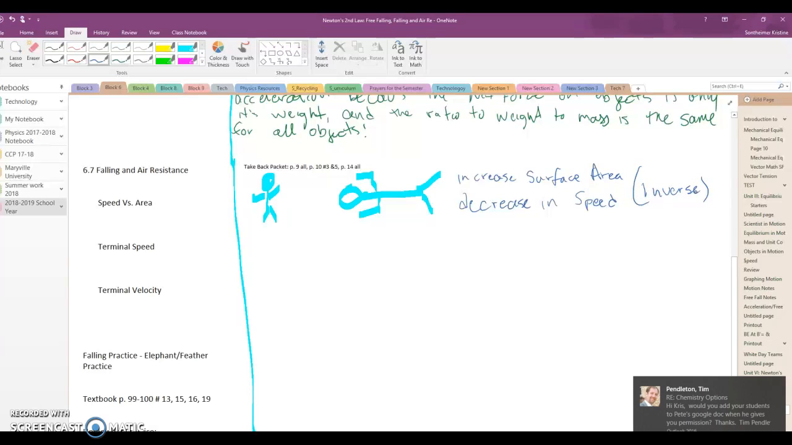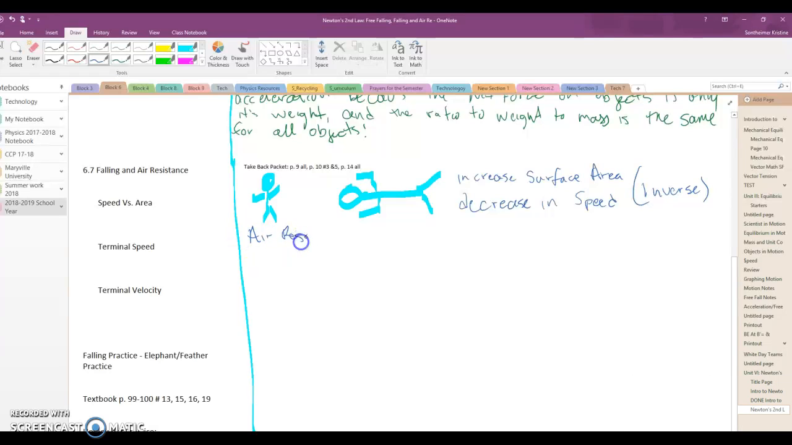So the air resistance, an equation that's important to know, is air resistance is proportional, not equal to, but proportional to speed times frontal area. Okay, that's kind of what we talked about here. Speed times frontal area. So the greater your surface area, the lower your speed. As one goes up, the other goes down.